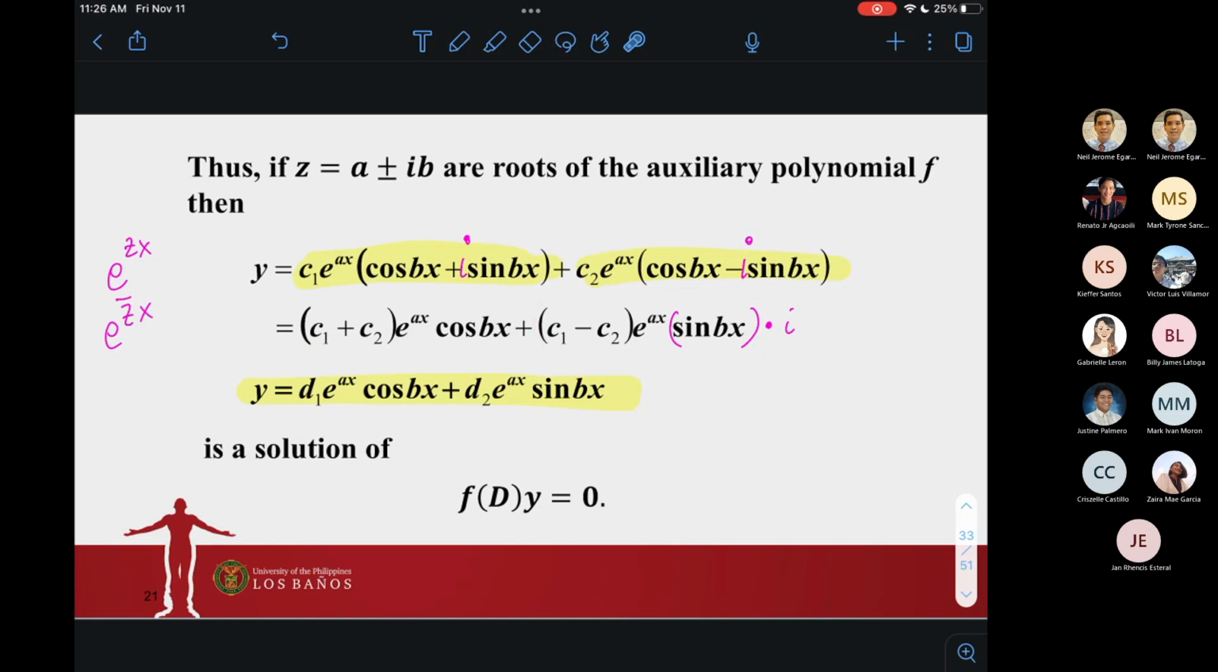Alright? Tapos ang gagawin mo ngayon ay palitan lamang itong C1 plus C2. Gawin mo lang siyang D1 kasi C1 plus C2 are just arbitrary constants. Rename it to D1. Tapos yung C1 minus C2 times i, rename it to another variable. Tawagin mo siyang D2. So ito yung itsura ng solution.